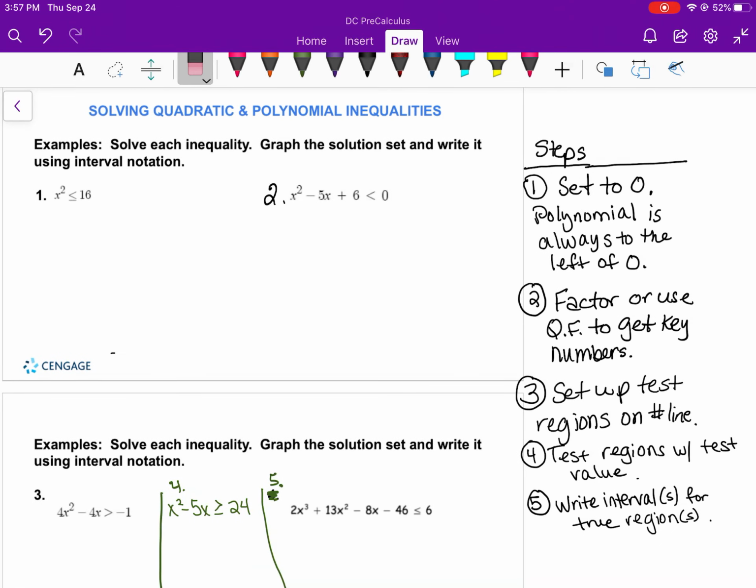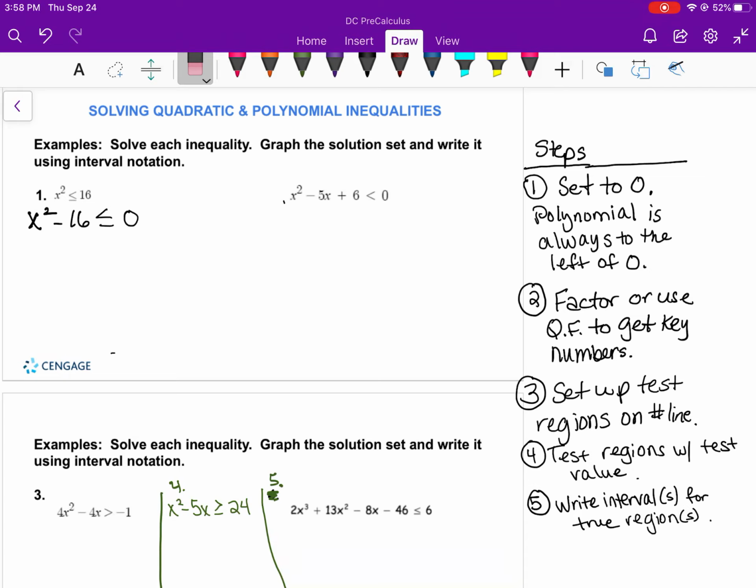The first step says to set your polynomial equal or less, in this case on number 1, less than 0. You want to keep your polynomial on the left side. So on number 1, I need you to subtract the 16 over first. It is incorrect to take this problem and simply take the square root of both sides. You can't do that. That is incorrect. So what you always want to do is start by moving the problem to the left side and keeping the 0 on the right side.